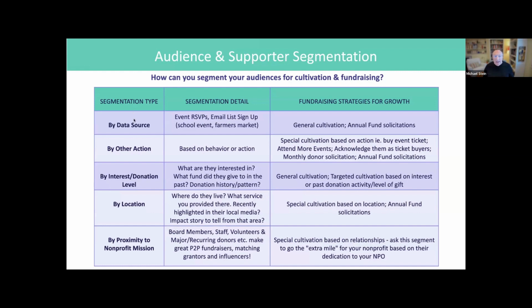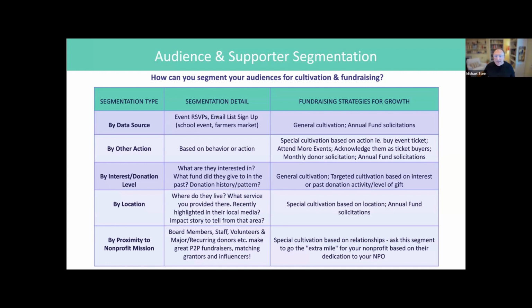So let's take the first one. When we talk about a segmentation type by data source, we mean maybe they signed up on your website, or maybe they signed a clipboard that you had at an event. Oftentimes this is a whole category of the way that we get names on our list. I work with a lot of organizations at farmers markets and school events, always out in the community signing people up, and they're very careful when they put these names in the database to check the little box that says these people came in through the farmers market, these came in through the school event, these came in through the door knocking that we did in this community.